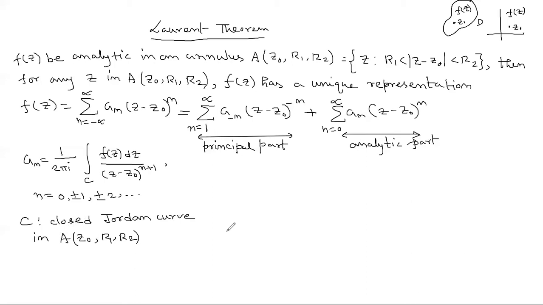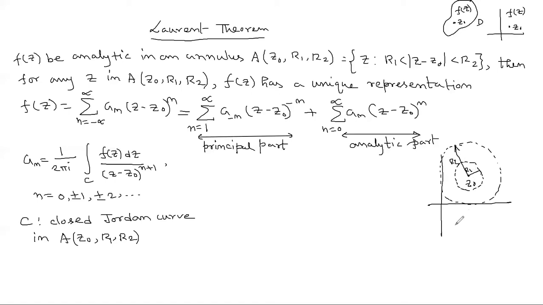Now, what is called an annular region? Let us see, it is denoted by A(z0; r1, r2). Here we are taking a point z0 in the complex plane, and the first circle with center z0 and radius R1 is this one. Next, let us take another circle with center z0 and radius R2. So this is the circle with center z0 and radius R2.